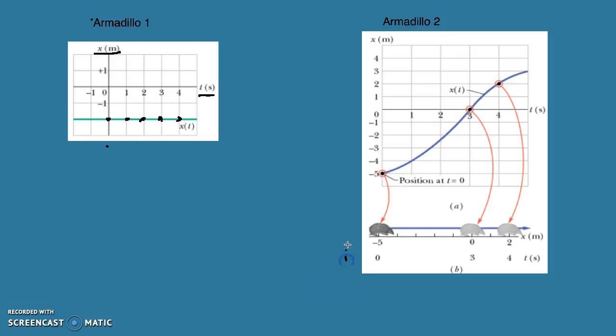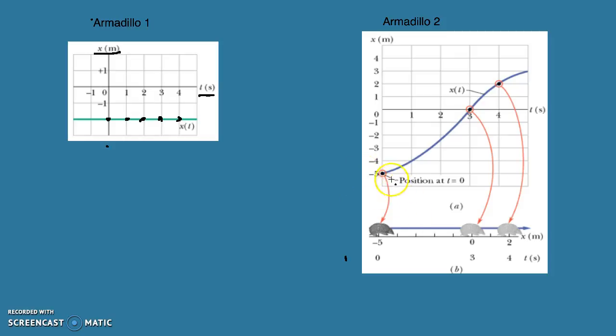Okay, and so the question I have for you here is during which portion or which part of the graph is the armadillo moving the fastest? Where do you think the armadillo moves the fastest? And why? How do you know? How do you know it moves there the fastest at that point?